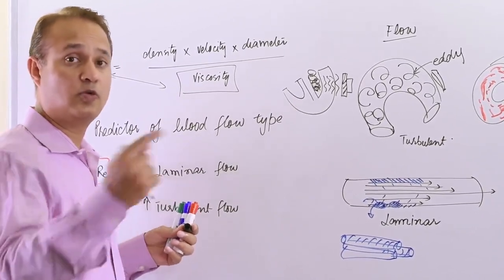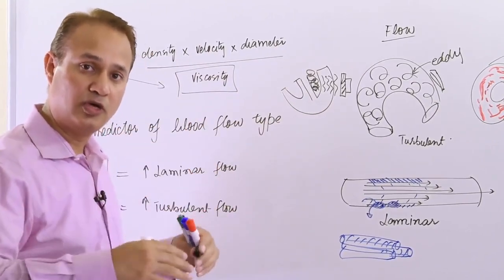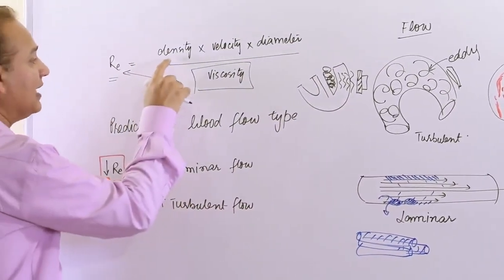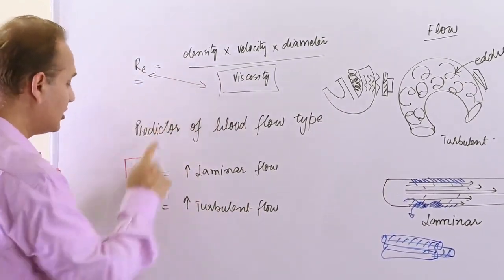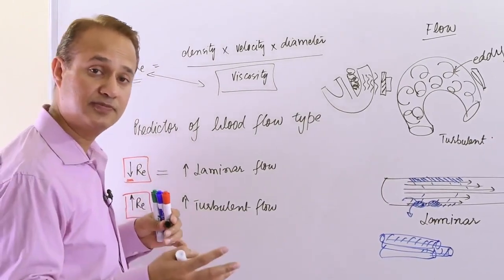So maybe you don't want to raise hematocrit so much that the blood flow becomes so slow that the nutritional needs are not met. On the other hand, if you reduce the viscosity, by anemias for example, then the Reynolds number would go up. That would mean turbulent flow, and you would start hearing murmurs and bruits.